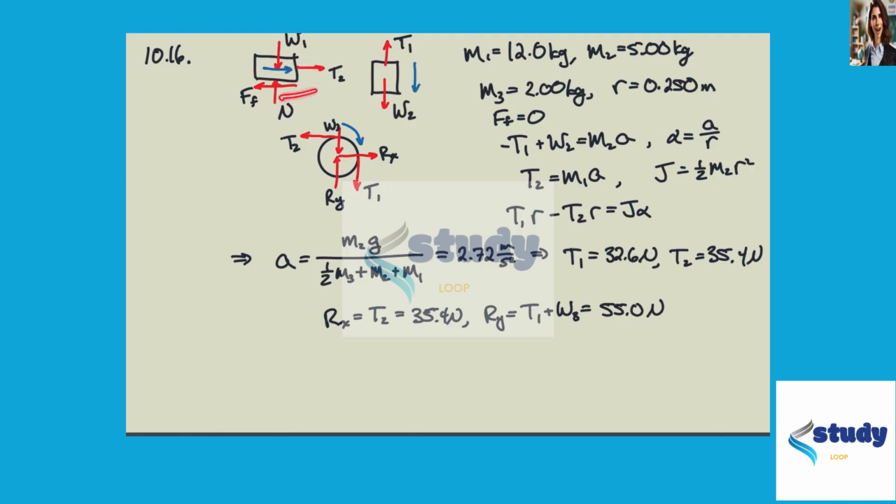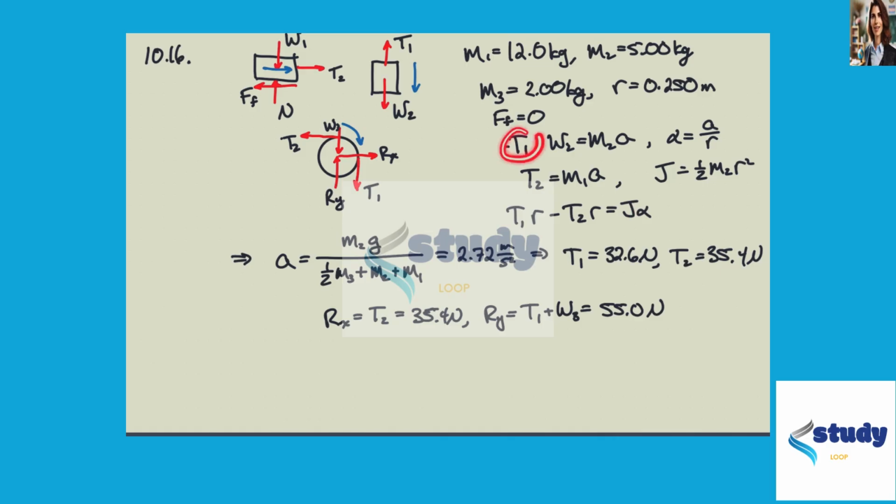Let's see here. Looking at this block in the horizontal direction, we just have T2 equals M1A because the friction force is 0. The pulley is assumed to be a uniform cylinder, so its moment of inertia is 1/2 M2R squared. And a moment balance on this about the center here is T1R minus T2R equals J, the mass moment of inertia, times the angular acceleration.